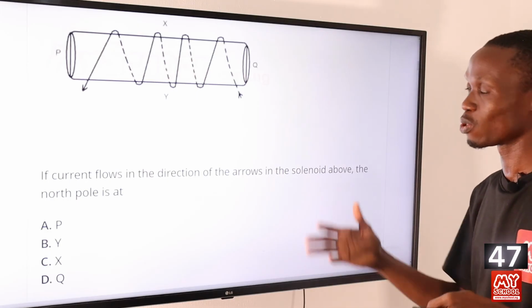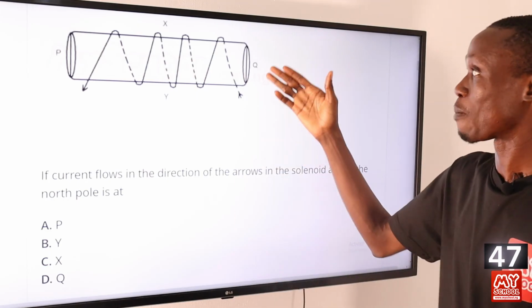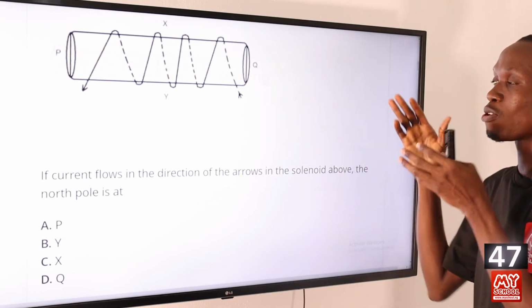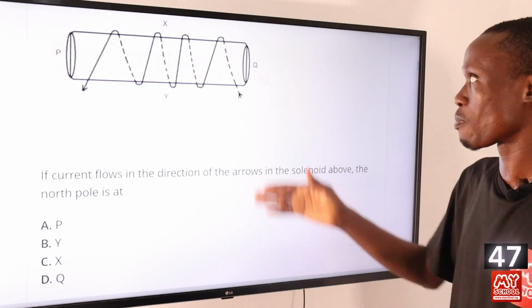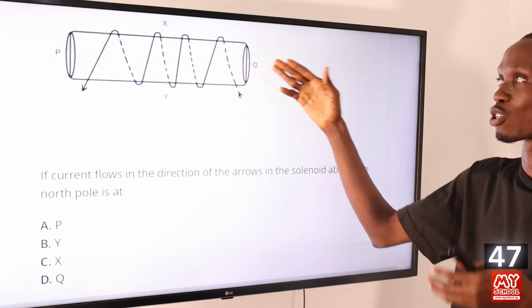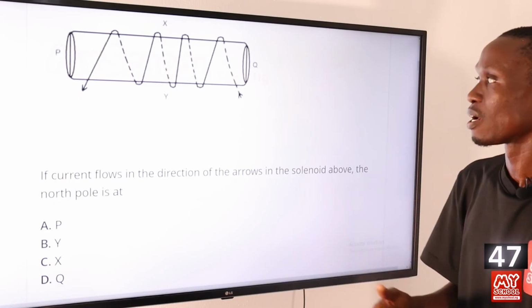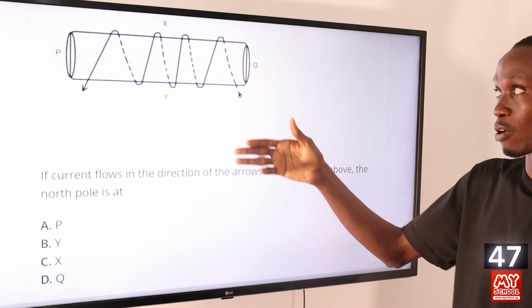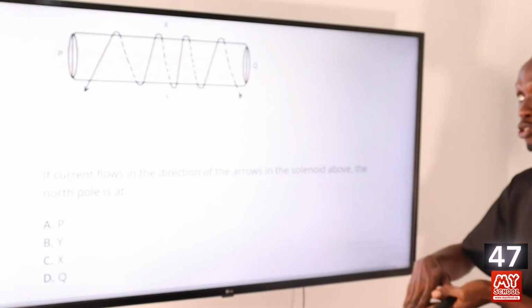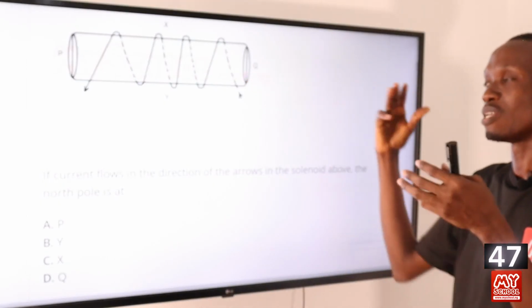We can either use a magnet. We just bring a magnet, maybe the north pole, close to the part labeled Q, right? So if we bring a north pole of a magnet close to this and there's repulsion, then we just know that the part Q, or the point Q, is the south pole of the solenoid. But if we bring a south pole of a magnet close to it and there's attraction, we just know that this part is the north.